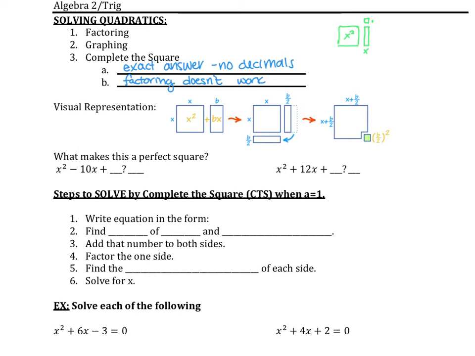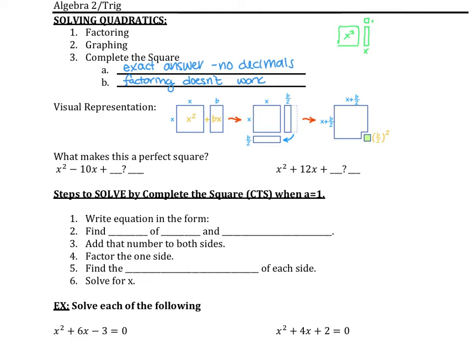Well, if we have an x squared term and a bx term, if I take whatever this bx is and I divide it into 2 equal parts, and I put one part on one side and one part on the other side, you will see it creates almost a square. What's missing is this chunk right here. So when we put this chunk in, we have completed the square. So that's the visual representation of what completing the square looks like. Okay, well, let's talk about what makes a perfect square.